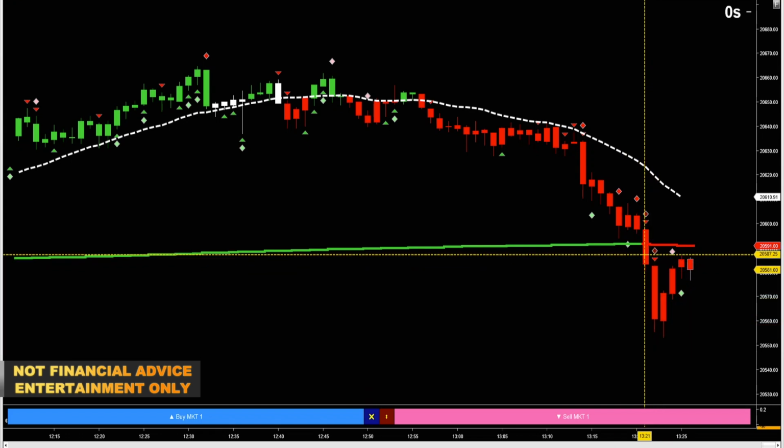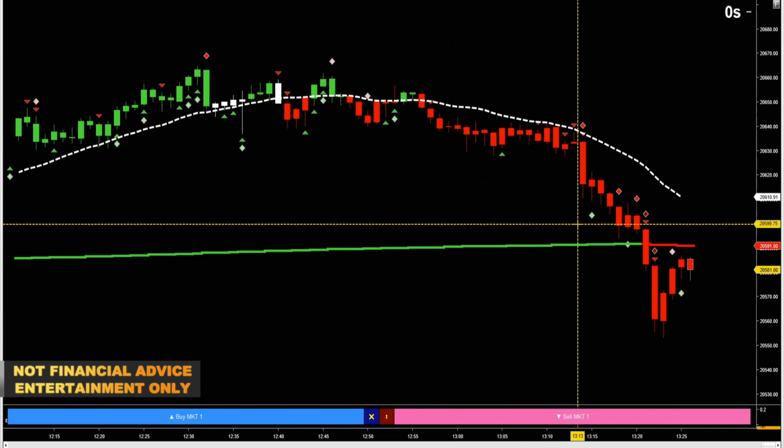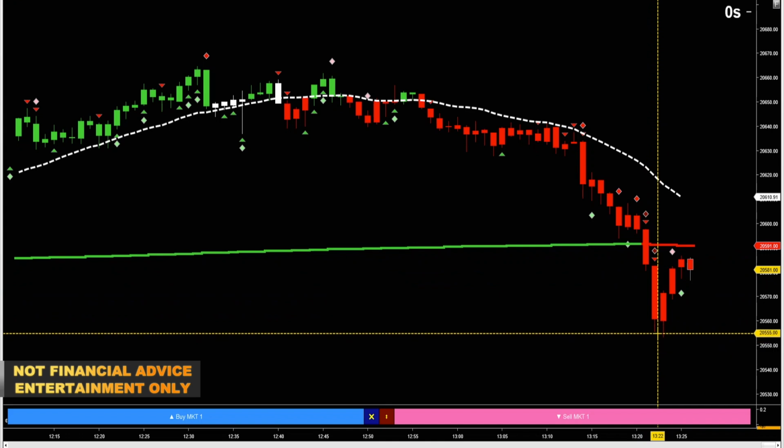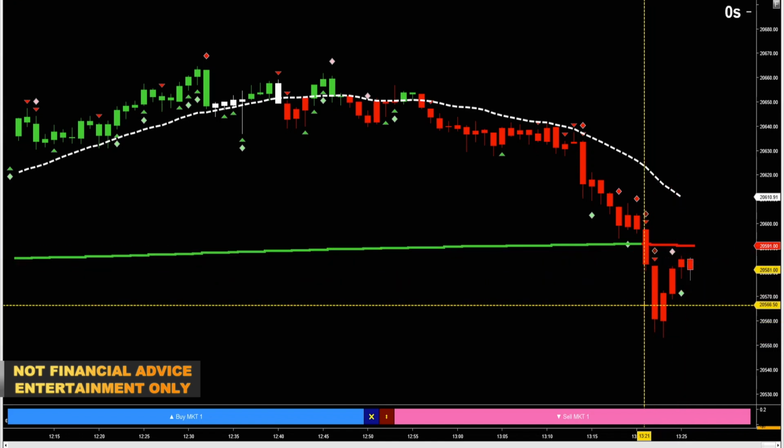I also keep an eye out for strong pushes in Delta as a sign of potential exhaustion. Just looking at this massive move, we get one final push here of strong Delta before getting a retracement. So sometimes the strong Delta can be exhaustion.